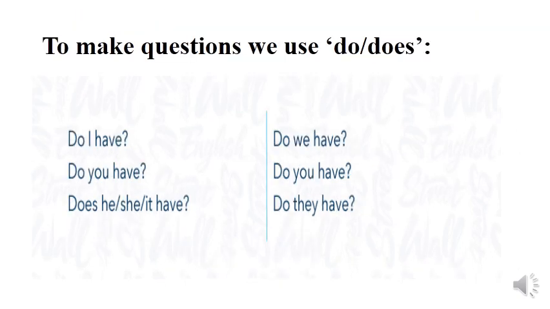When making questions, we always use the auxiliary do or does. For instance, you say, do I have, do you have, does he have, does she have, or does it have? When referring to the plural form, you say, do we have, do you have, or do they have?